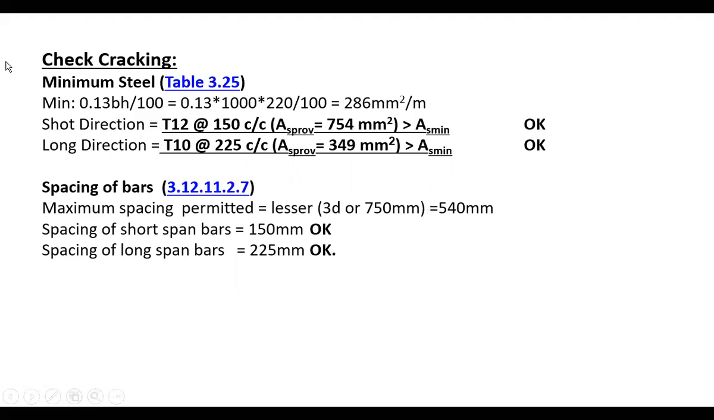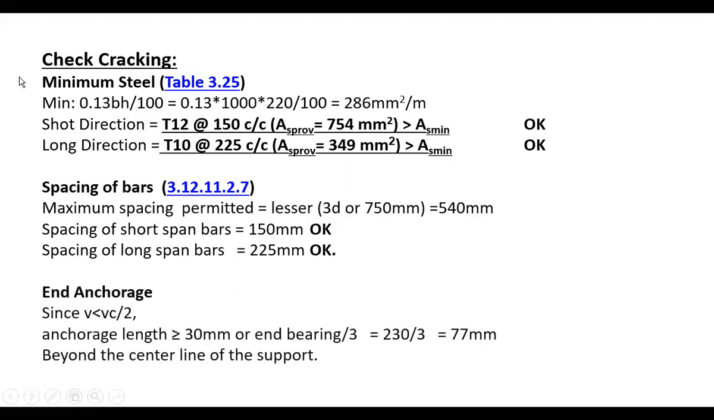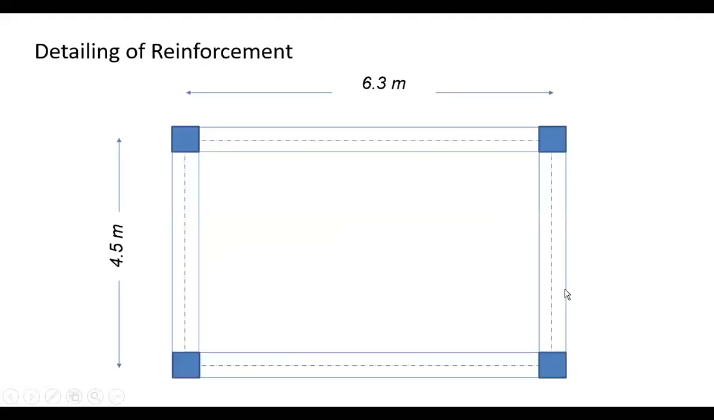So by doing that, we checked the cracking. Now we can check for some detailing. Here I'm going only to talk about the end anchorage. End anchorage, if the V is less than VC over 2, which is our case, so the end anchorage is the greater of 30 millimeter, or end bearing divided by 3. End bearing means the width of the beam. So in this case, we have the width of the beam 230 divided by 3. It will govern because it will give us 77 millimeter, which is greater than 30. So this will be extended beyond the center line of the support.